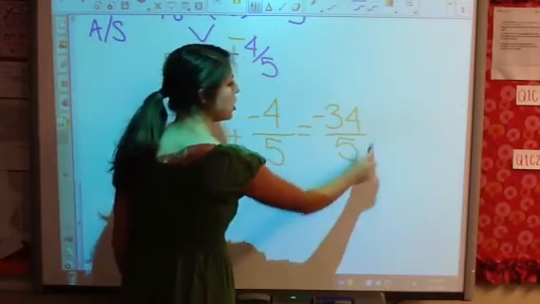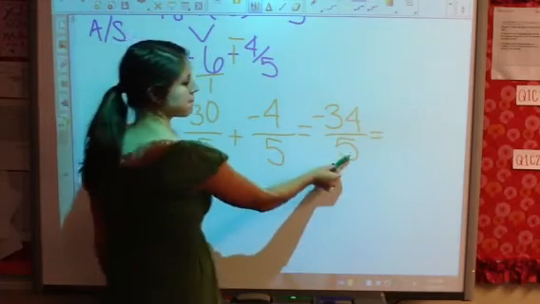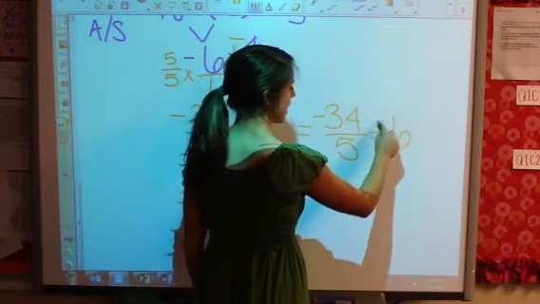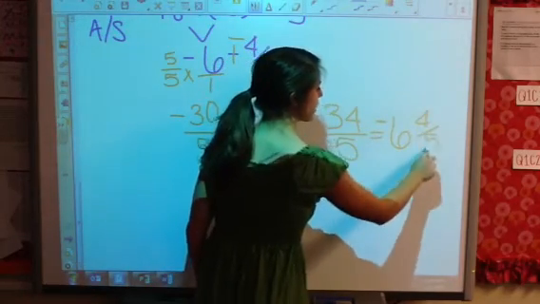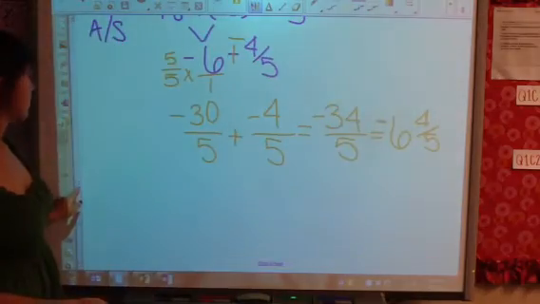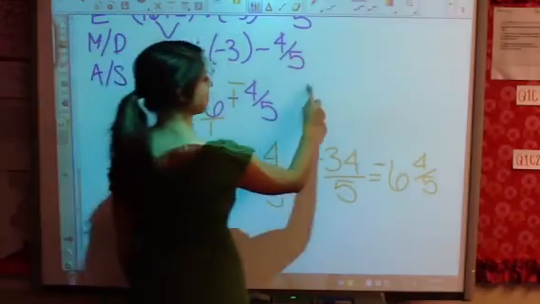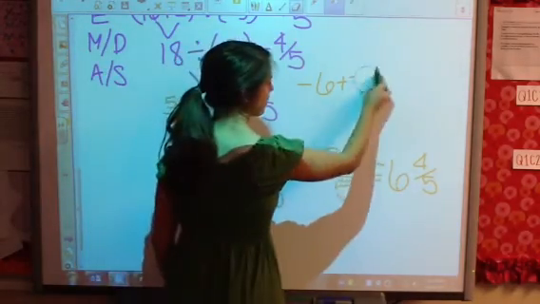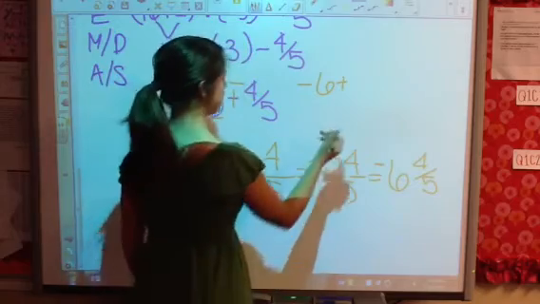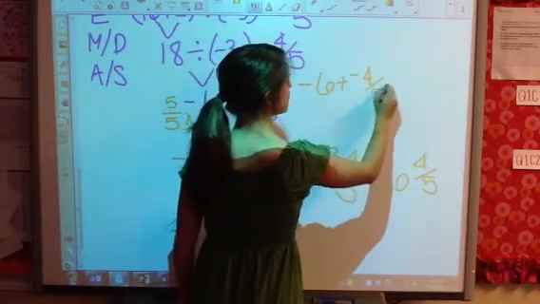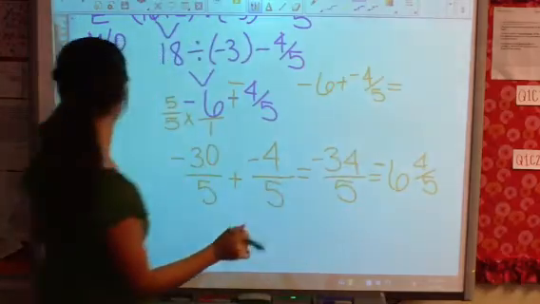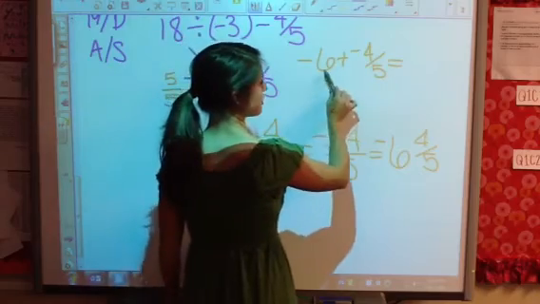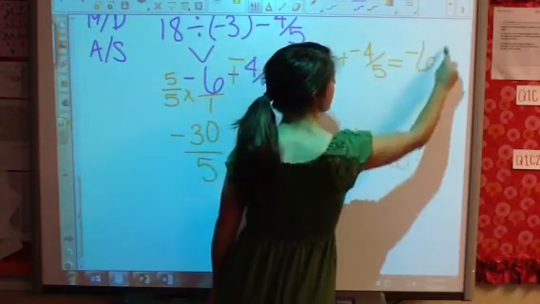-34/5. Okay, which is the same thing as... 34 can be broken into 6 groups of 5 with 4 left over. It's going to be -6 and 4/5. So do you see the connection with this original problem? -6 plus a -4/5. A negative and a negative, you just add them together and it stays negative. So remember what we talked about up here, okay? A whole number, or a mixed number, is just a whole number and a fraction. So that would just give you -6 and 4/5.